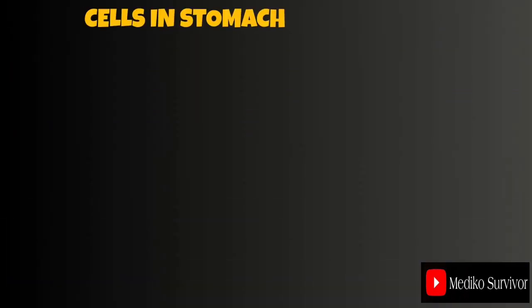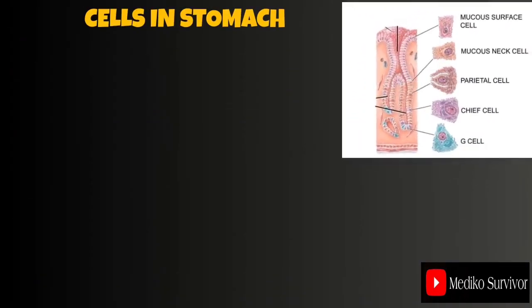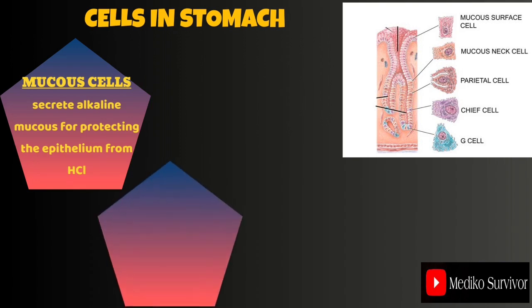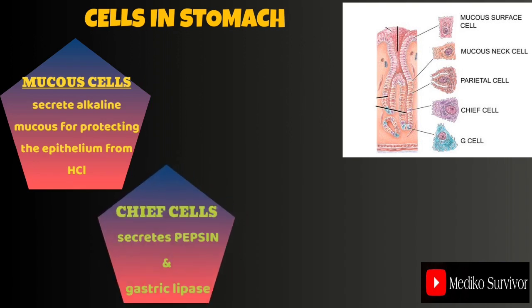Cells of stomach. 4 major types of secretory epithelial cells cover the surface of the stomach. Number 1. Mucus cells. Secrete alkaline mucus to protect epithelium from HCl. The mucus contains mucin and bicarbonates to neutralize stomach acid. Number 2. Chief cells or peptic cells produce pepsinogen, which is converted to pepsin by hydrochloric acid in the stomach. It also secretes gastric lipase, which functions to break down fats into smaller fatty acids.